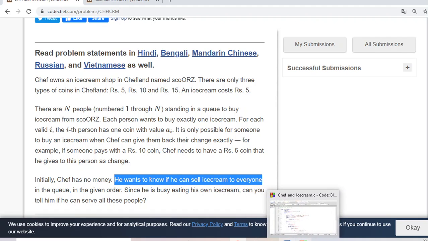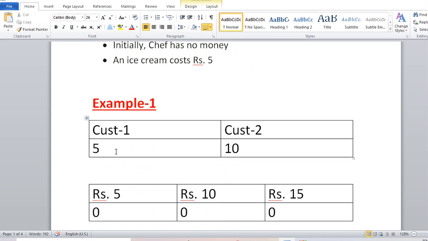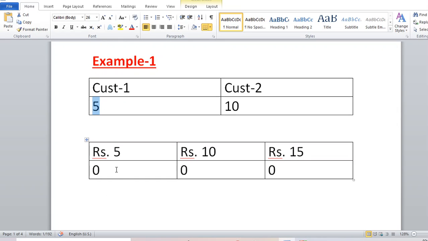Here are some examples for the coding. Example 1 has two customers. Customer 1 has a rupees 5 coin. So when he gives this rupees 5 to the chef, the number of rupees 5 coins will be increased by 1.